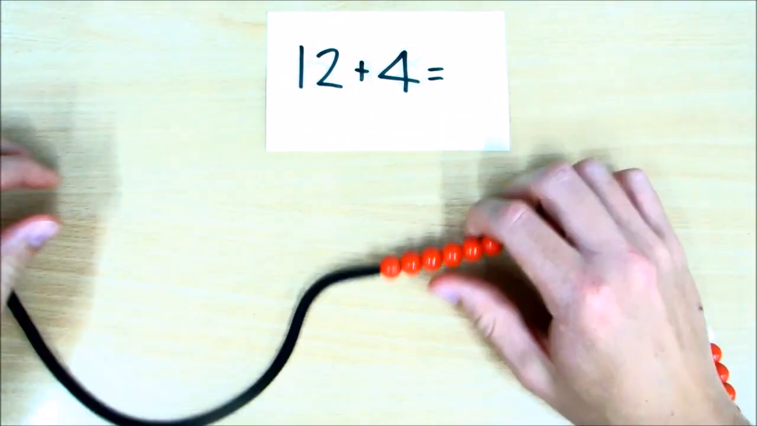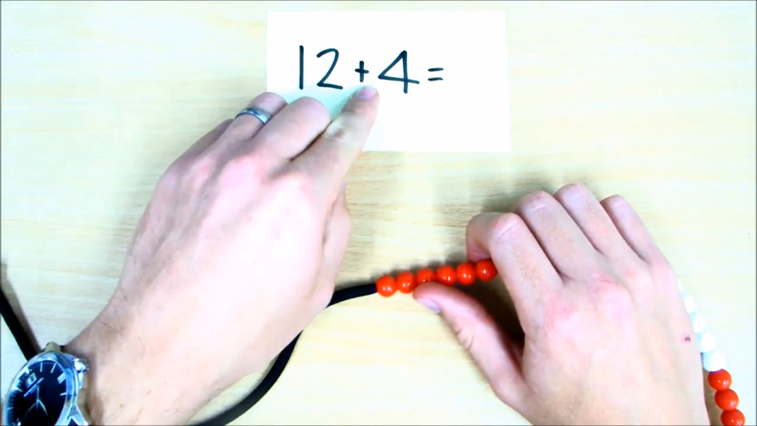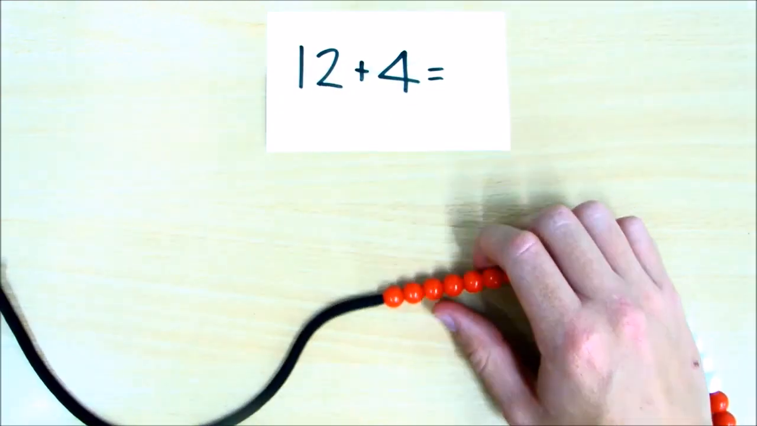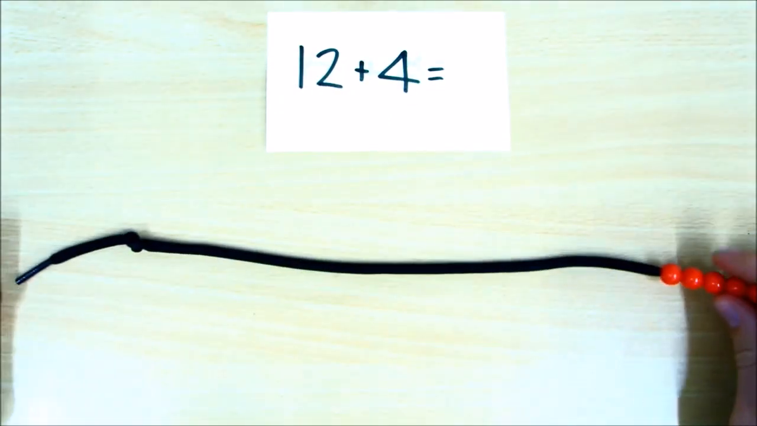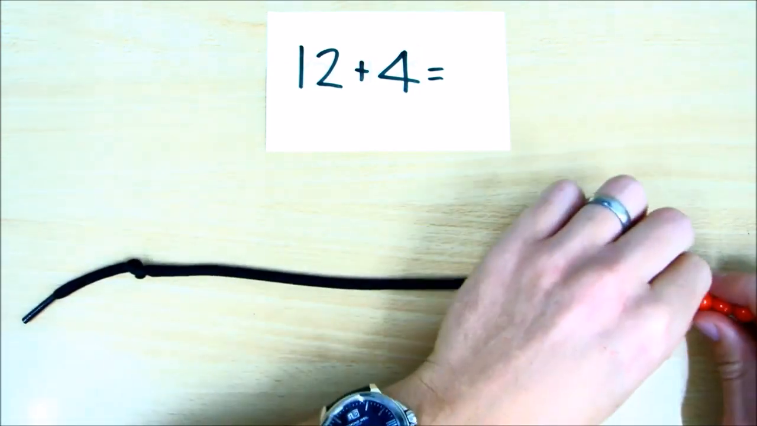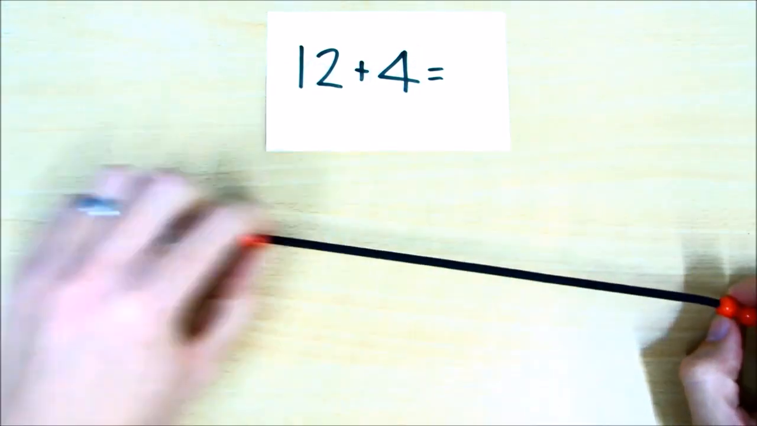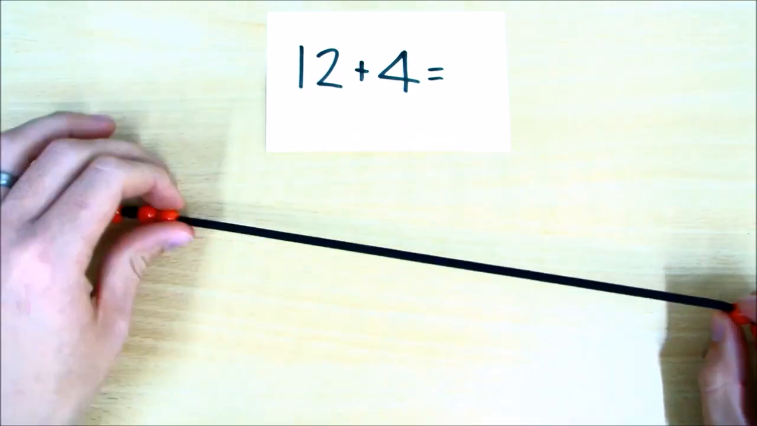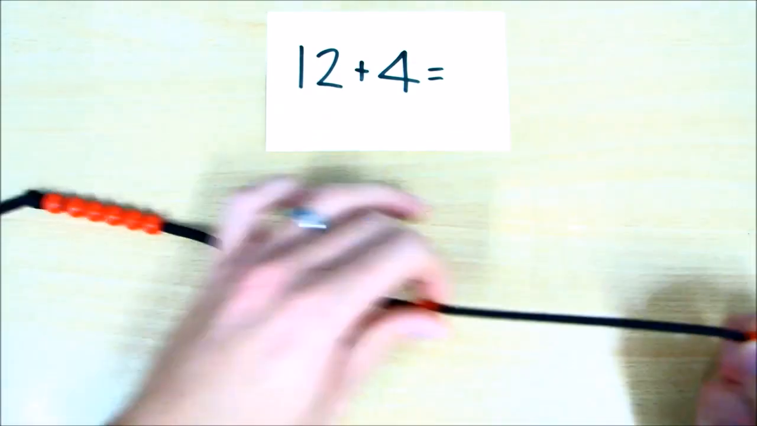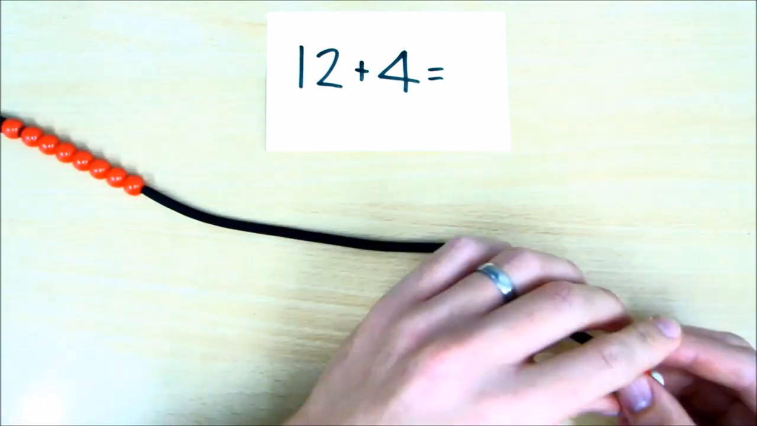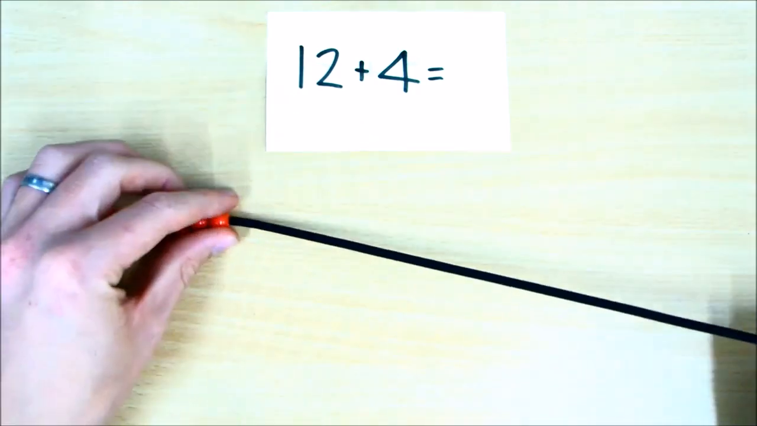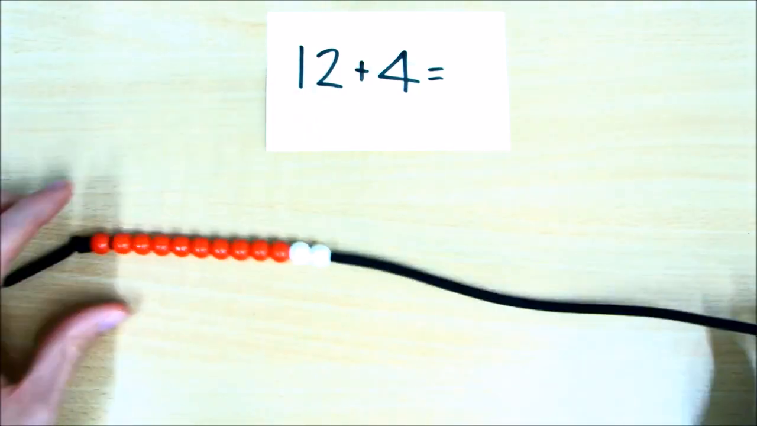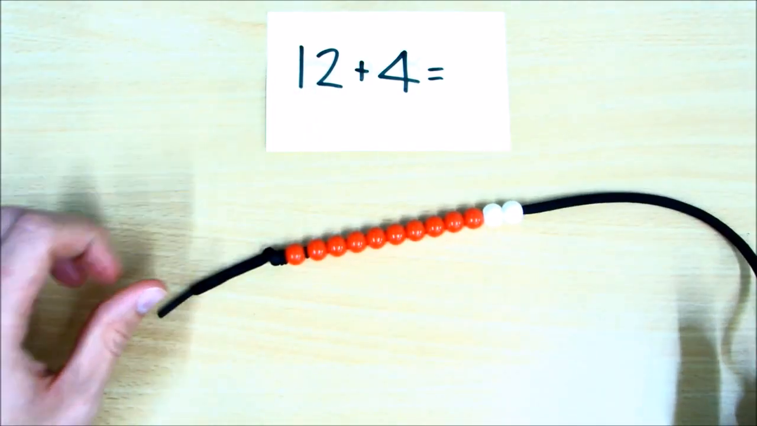Okay, let's have a look at the second question. So this time, it's going to be 12 add 4, or 12 plus 4. So much like last time, we're going to count out the beads to one side. So it's 1, 2, 3, 4, 5, 6, 7, 8, 9, 10. I'll swap to the different colour. 11, 12. So there we have our 12 beads.